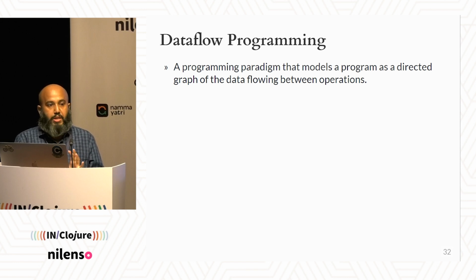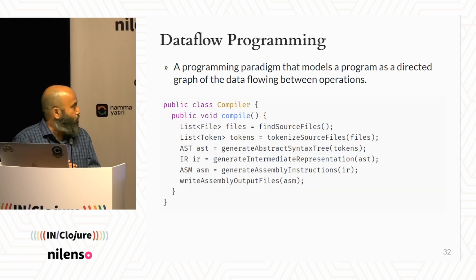Now you may have already been doing this without knowing this name, right? Or you may have explicitly decided to write your code as a data flow program, right? So one example here I have in Java is sort of like an outline of a compiler, right? So you have this first function which returns you some file. The second one takes those files, returns you some tokens. Third one gives you an AST, and then you see how each function takes the previous function's output and then returns you a new thing, which is then put in the next function, and finally some assembly files are written down, right?